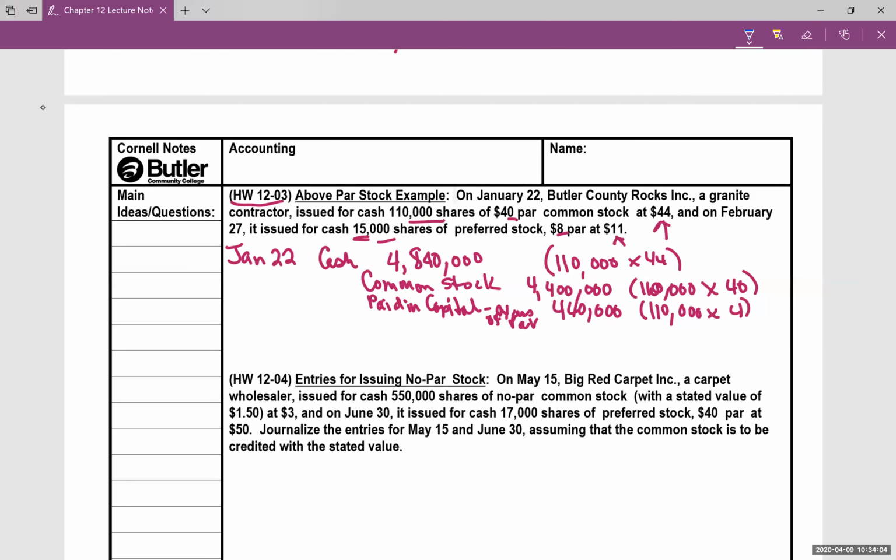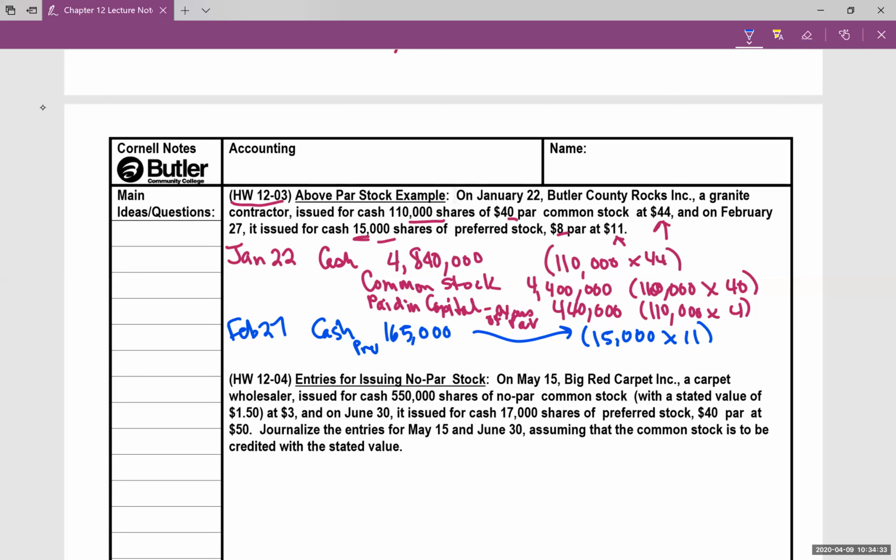So now let's do the other entry, which was the February 27th. How much cash did they get from the sale of this preferred stock? The number is 165,000. And the calculation on that is the 15,000 shares, and you take this times the $11. And that's how you get 165.